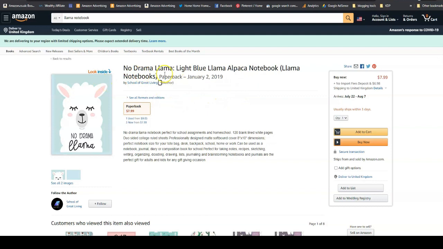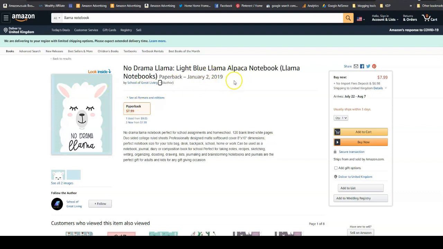So instantly you have a really good keyword, which is Llama notebook or alpaca notebook. And this is quite clever because some people don't know the difference between a llama and an alpaca, and alpacas are very popular as well. In fact, I think this is an alpaca and not a llama. There's something about different ears. They have different ears.